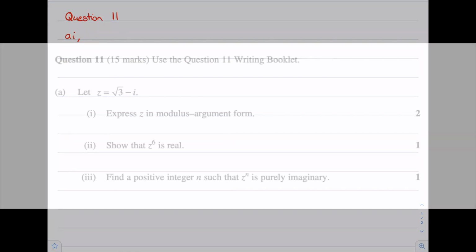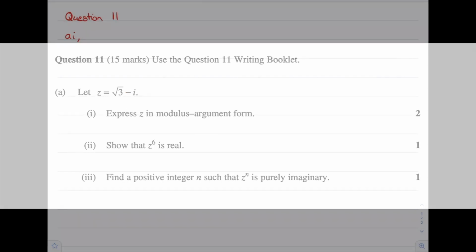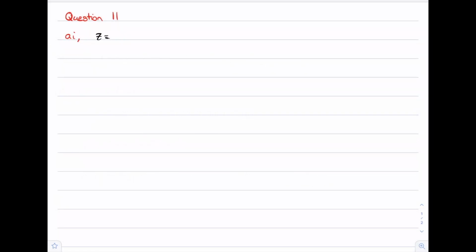In this video, we're going to go through question 11 from the NESA Sample HSC Mathematics Extension 2 exam. So part A, let z equal the square root of 3 minus i. And the first part is to express z in mod arg form, modulus argument form. So we've got z is the square root of 3 minus i.